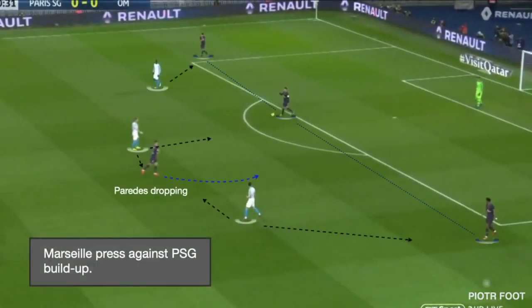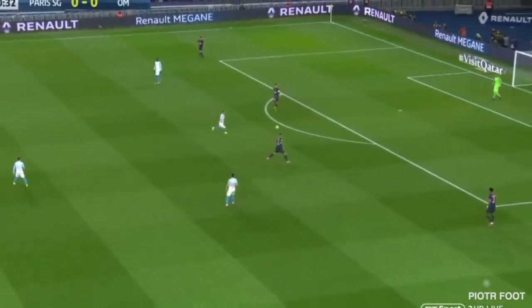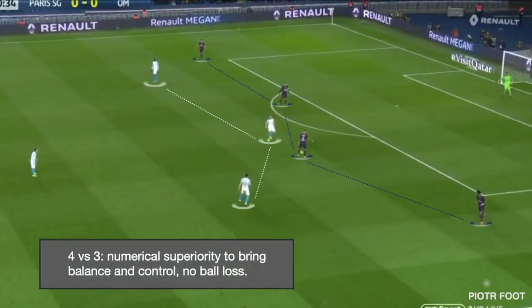Here, Marseille's press against PSG's build-up. It's 4 against 3. The number 6 brings numerical superiority to keep tactical balance. They should not lose the ball.